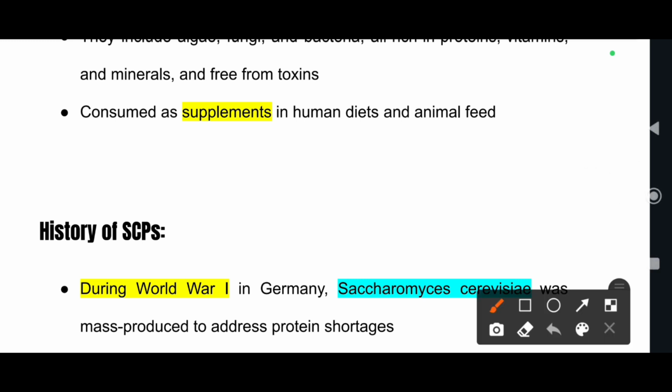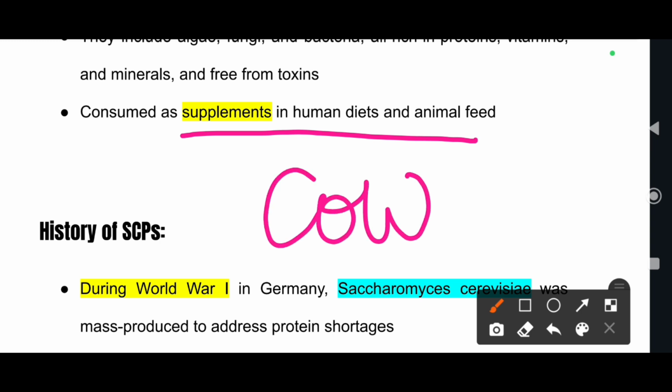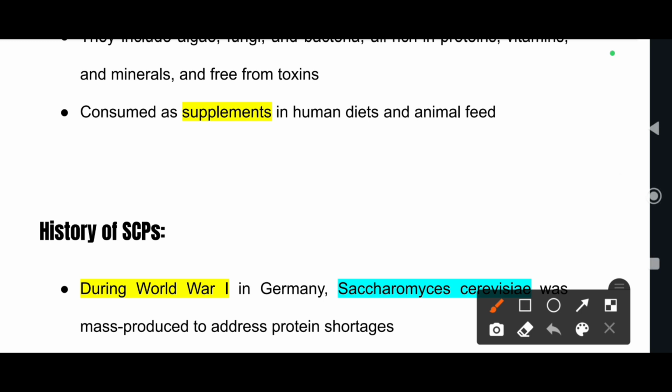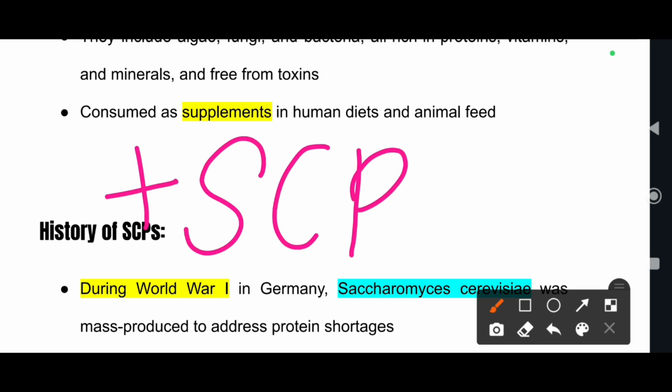Here we consume SCP as supplements in our human diets and animal feed. You must have seen cows and goats. We feed them with grasses and other cattle food. In that cattle food, the farmers add SCP, so that the cow which is giving us milk, or the goat, has good protein resources and also gets the good nutrition it needs.